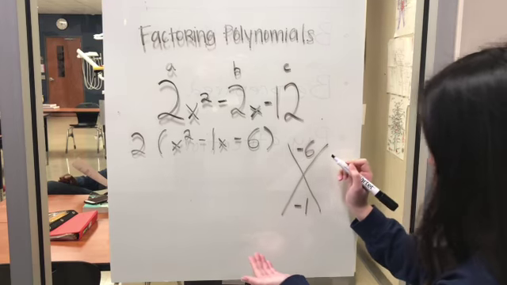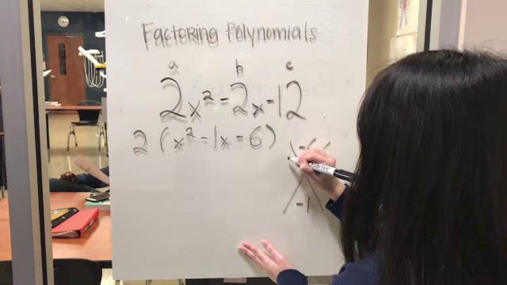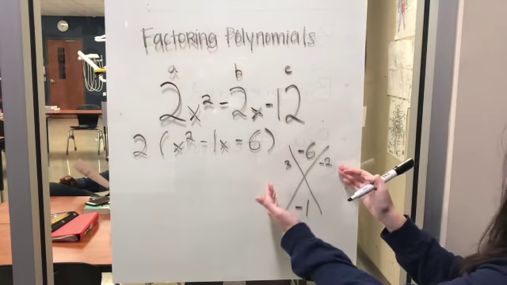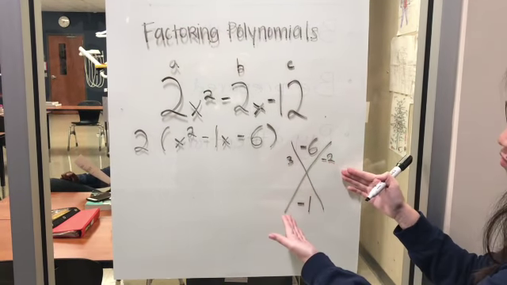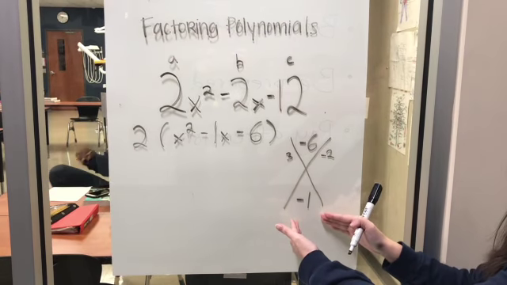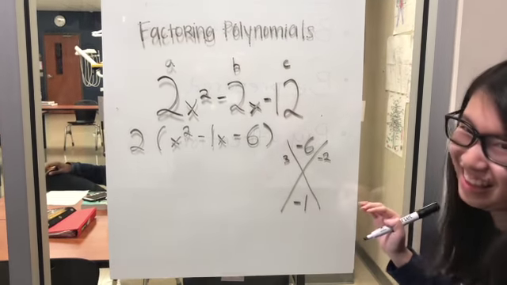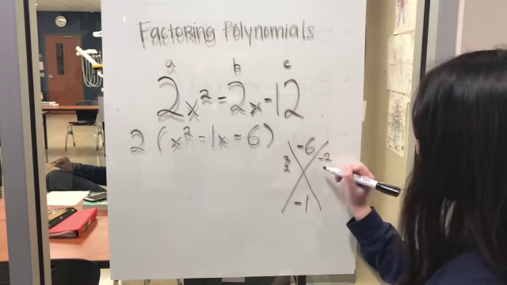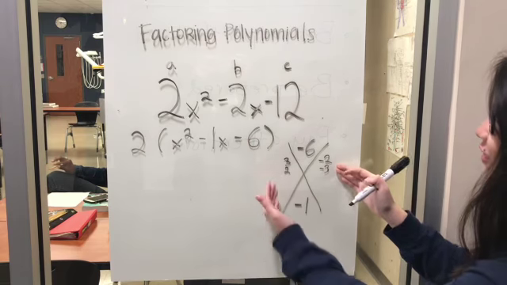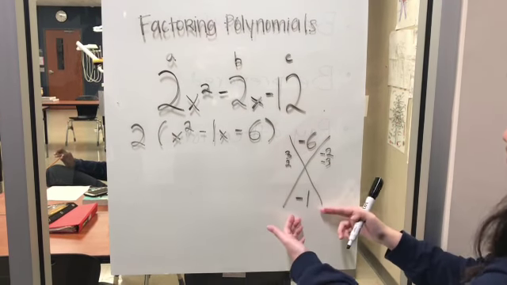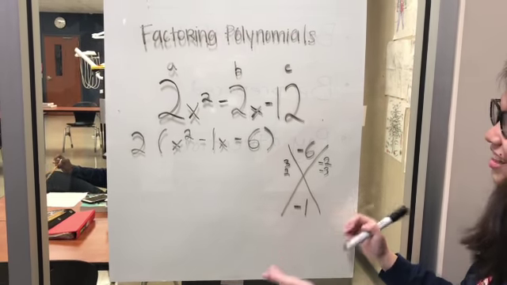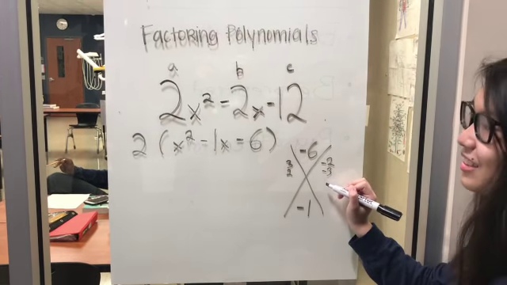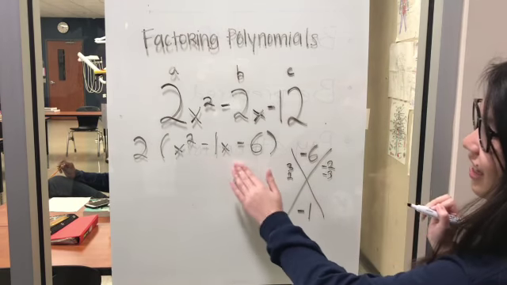So some multiples are 3 and -2. They multiply to -6, but they only add up to +1. So that's not right. The next one, you can put 2 and -3. They multiply to -6, and when you add them, it's -1. So 2 and -3 are what you are going to use to replace the -1x.